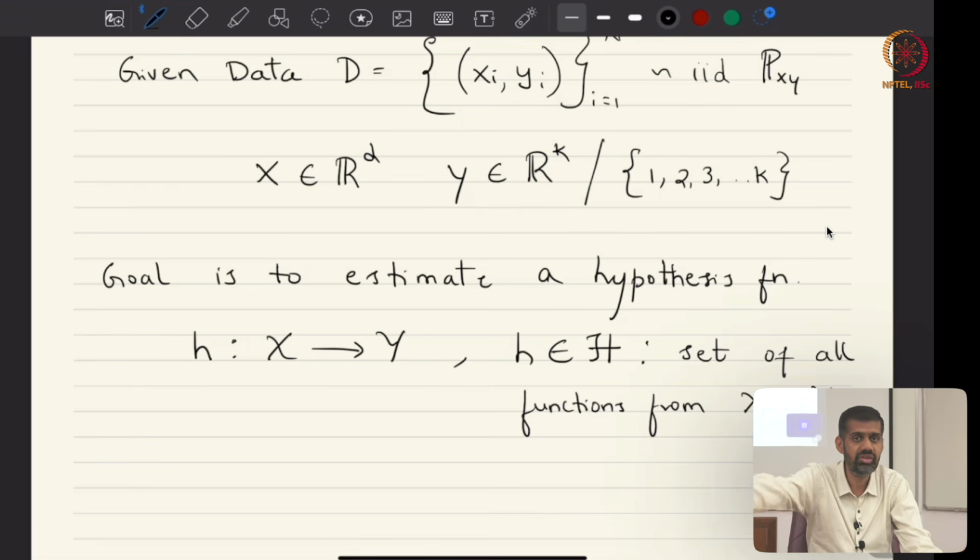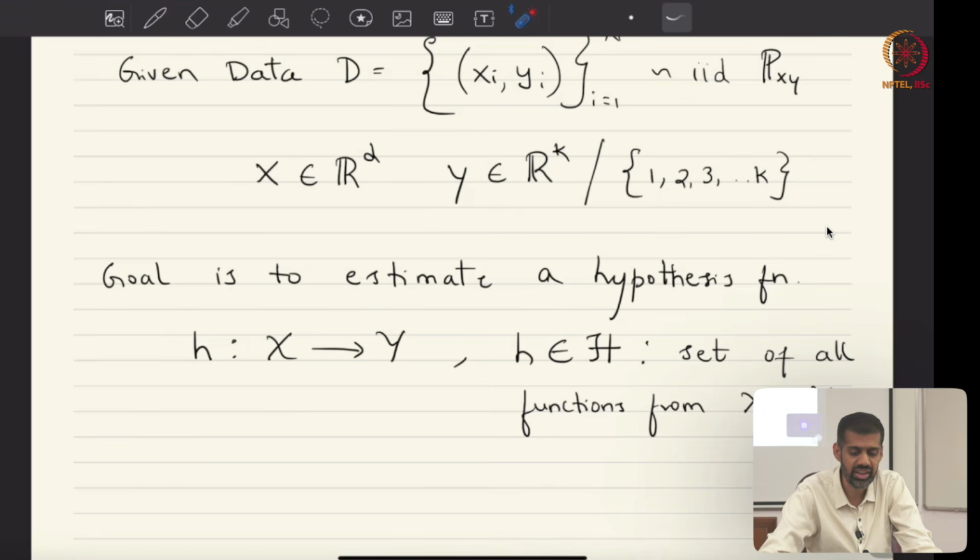Given that there are infinite ways to map two sets, x to y, we need one particular hypothesis that we choose from. So, how do we choose which is a good hypothesis is the question. What do we have? All that we have is the training data D, or the data set D.